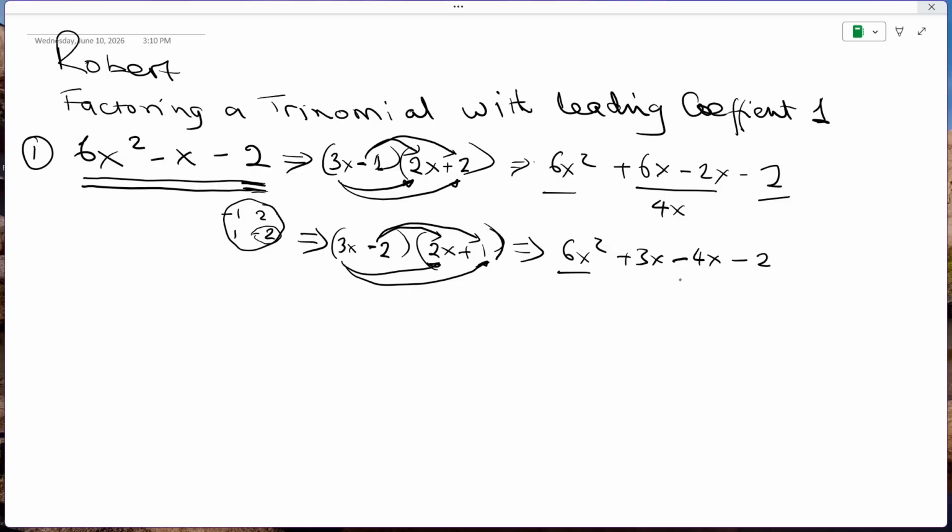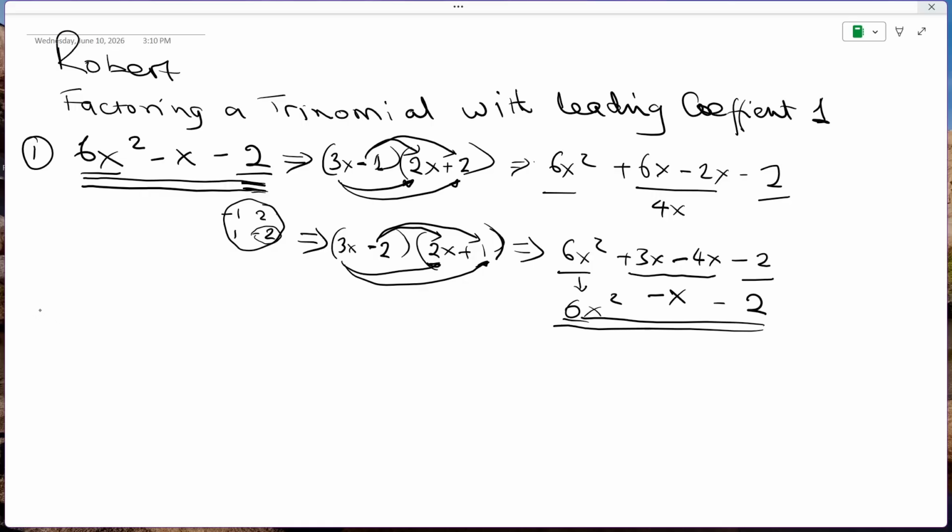So we've got our x squared, and then we've got our minus 2, which are found here and here. Then we need to look for this minus x. And indeed, positive 3x minus 4x will leave us with minus x. Therefore, we are good to go. We have our 6x squared here, minus x, and minus 2 here. And that will be our final answer. So it's a trial and error game you have to play there.